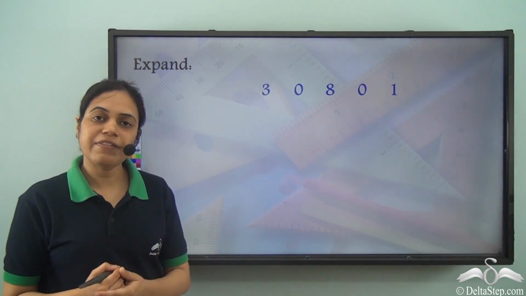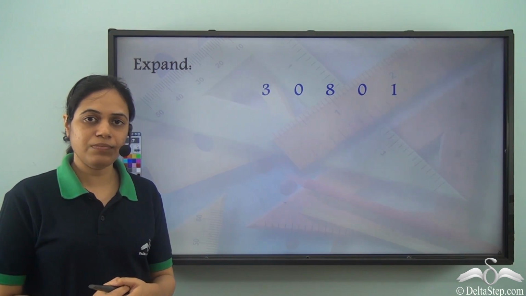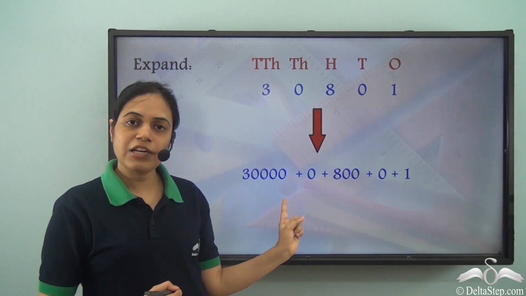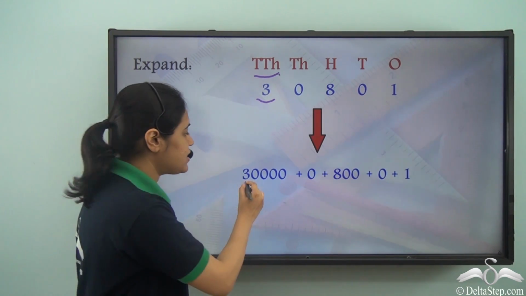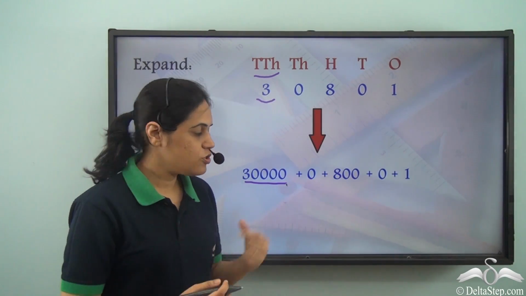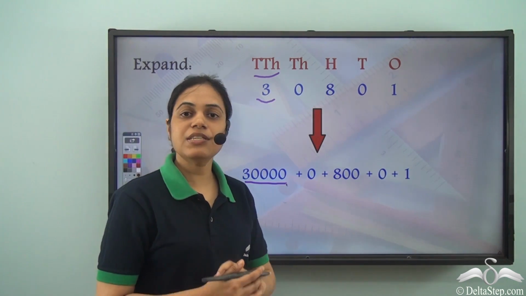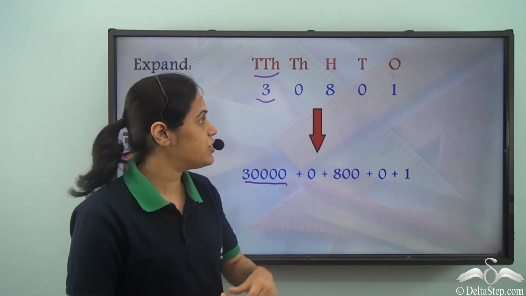Now this is another 5-digit number. So how can we write it in the expanded form? So first we write the place values. 3 into 10,000 is 30,000. 0 is there in the thousands place. 0 into 1000 is 0. So I have 0 here. 8 is in the hundreds place. So the place value of 8 is 800. That is 8 into 100.